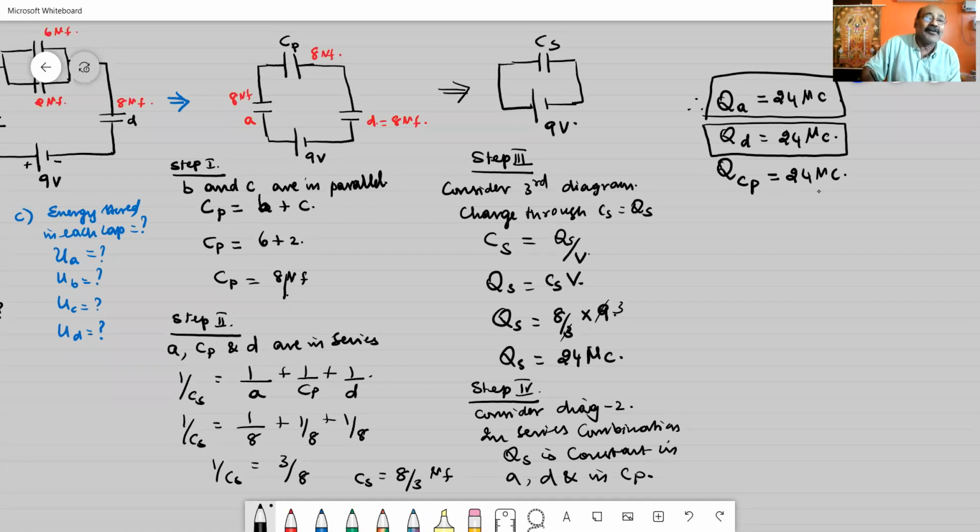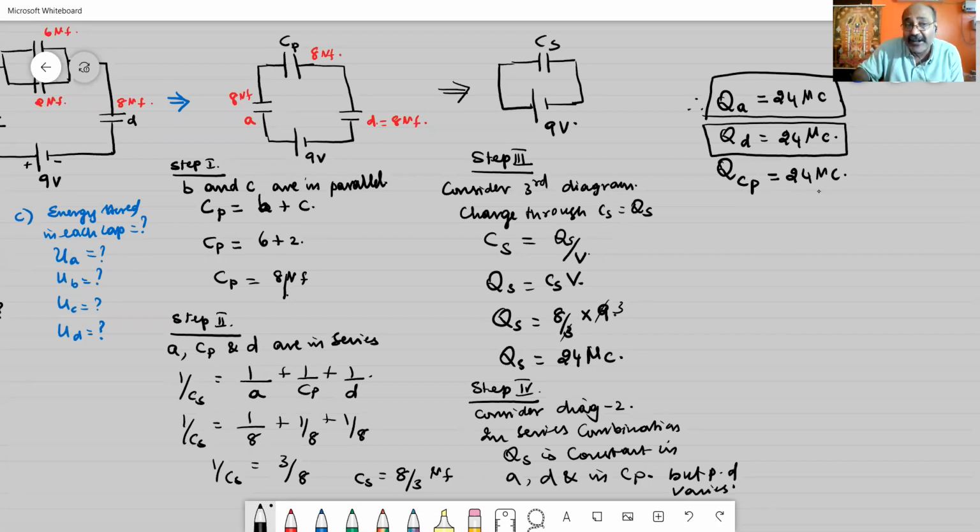So I have calculated the charge in A and the charge in D. I have to calculate the charge in B and C. For that, let us consider the charge in CP. In this series combination, the charges are the same, but the potential difference varies.